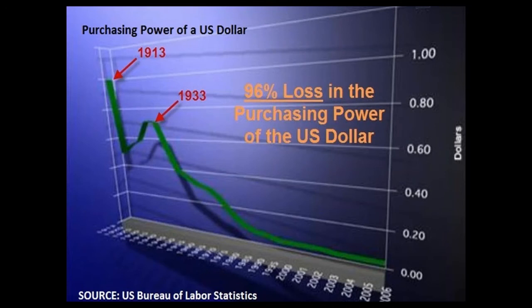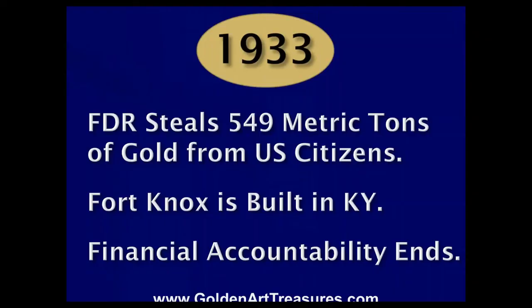Now, as a result of that, the purchasing power of the U.S. dollar has dropped 96% in the intervening years. And people say, well, what do you mean? It's still a dollar, right? Yeah, a dollar's still a dollar, a 20's still a 20. But we're talking about what it can actually buy. Today, it takes $25 to buy what $1 bought in 1913. And anybody that thinks that's a good thing is not thinking very clearly.